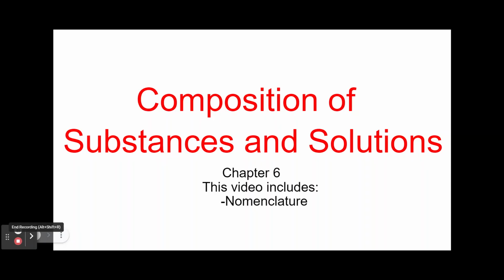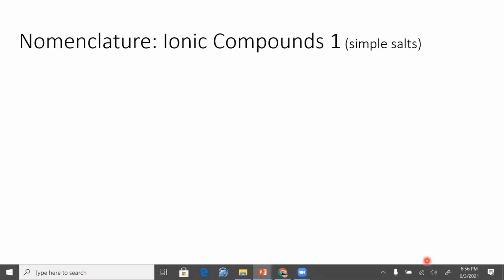Hello. This video includes information on nomenclature, which means writing formulas and names for compounds. We're going to take the compounds and subdivide them into different categories because they all have their own little ways of naming them. So the first ones we're going to look at are what we're going to call ionic compounds number one.